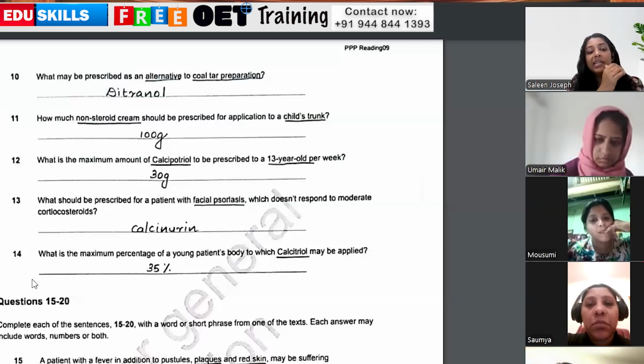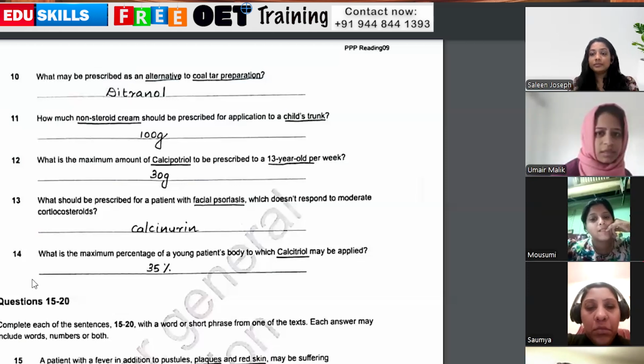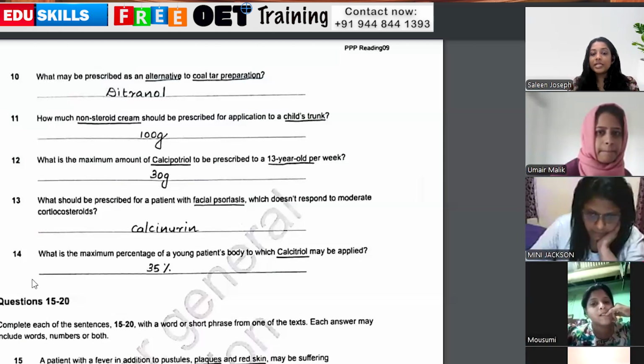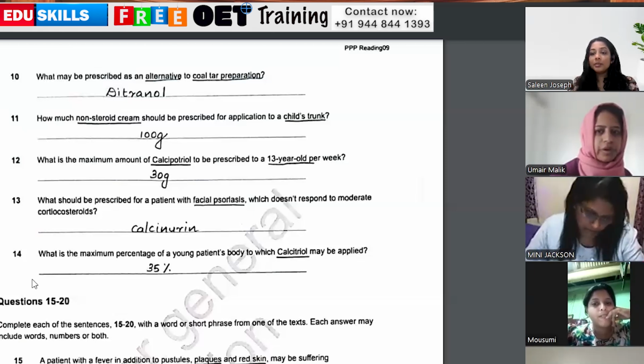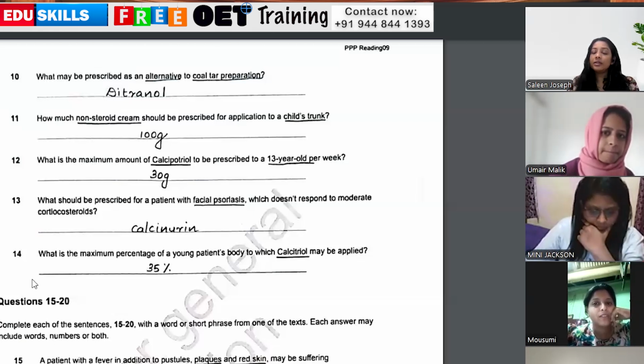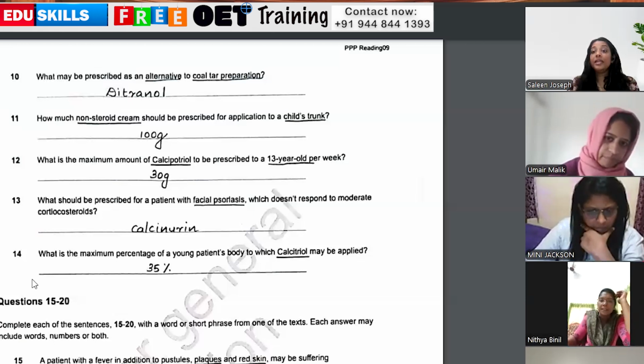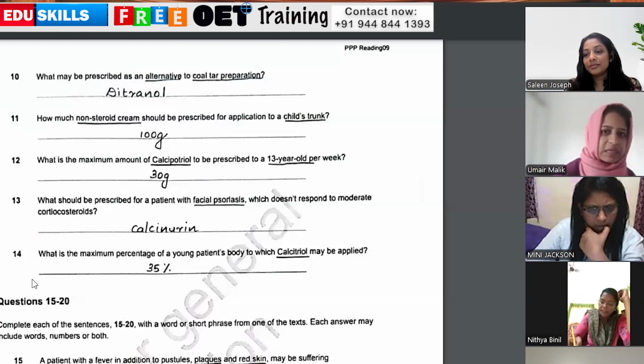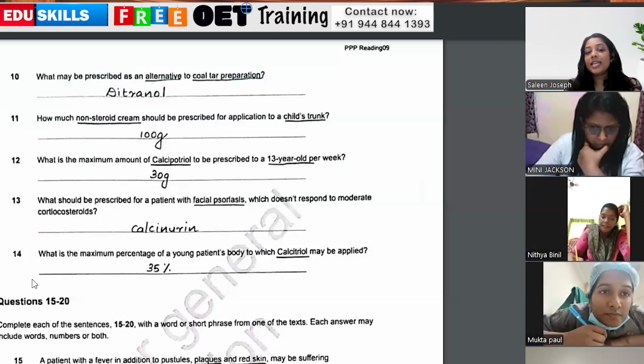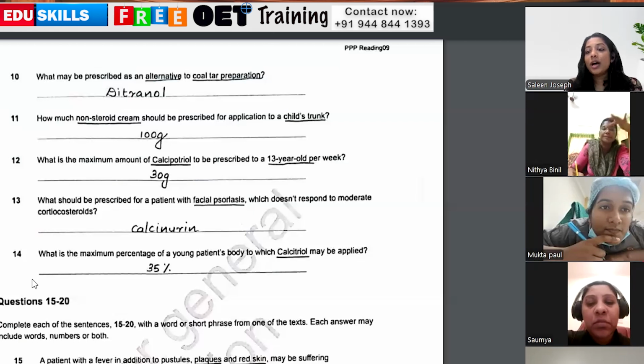Now, the 13th question. What is the mistake here? Calcium inhibitor. If I write only "calcineurin" without the word inhibitor, is the answer correct? The inhibitor is completely missing. And if I write inhibitor along with this word, is my answer right? The spelling is wrong. Calcium has no spelling mistake, but calcineurin, N-E-U-R-I-N, the E is missing, and inhibitor is missing. So definitely they won't give marks.